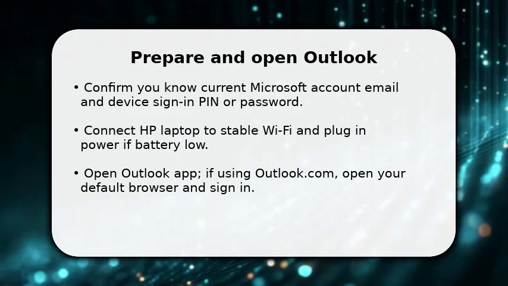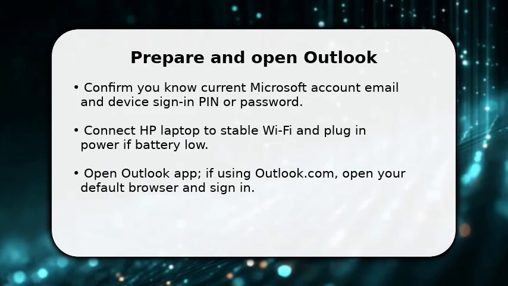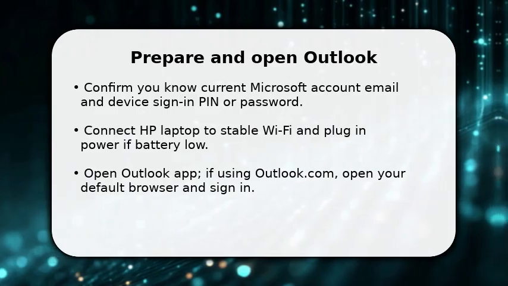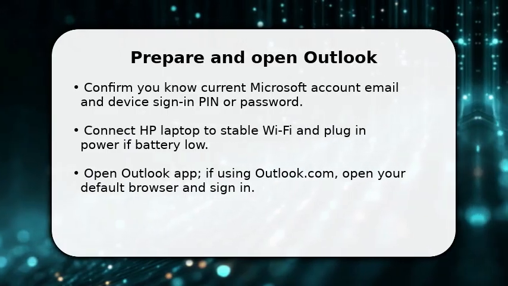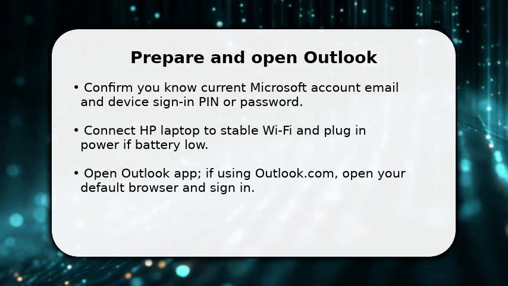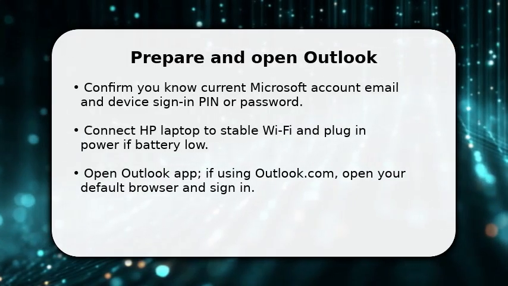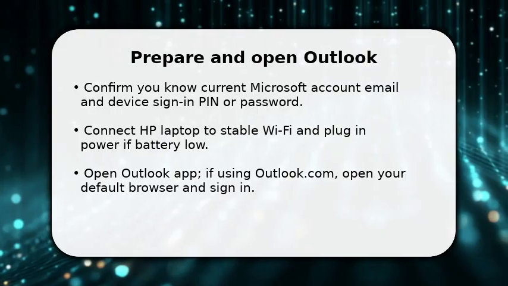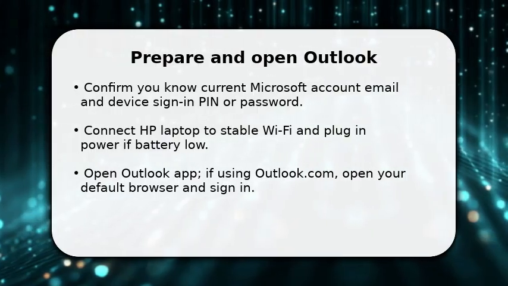Enjoy the video. You start by confirming your Microsoft account credentials and that your HP laptop is online. This prevents lockouts. Once done, open the Outlook desktop app or navigate to Outlook.com in your browser. Make sure you're signed into the same Microsoft account that's linked to Outlook. If Windows asked for a PIN, enter it now so Outlook can sync.